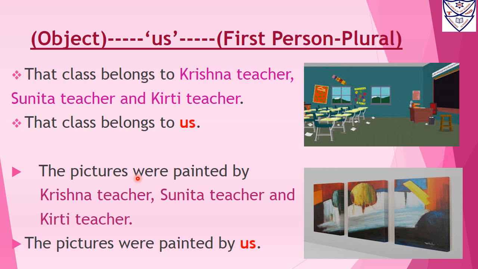These pictures were painted by Krishna teacher, Sunita teacher and Kirti teacher. So how will I speak? The pictures were painted by us. So here instead of Krishna teacher, Sunita teacher and Kirti teacher, I will use the word us. I am talking about my friends. Yes, here I am having my friends with me. So that's what I am saying. Instead of Krishna teacher, Sunita teacher and Kirti teacher, I will write, the pictures were painted by us. Let's move to some more examples.